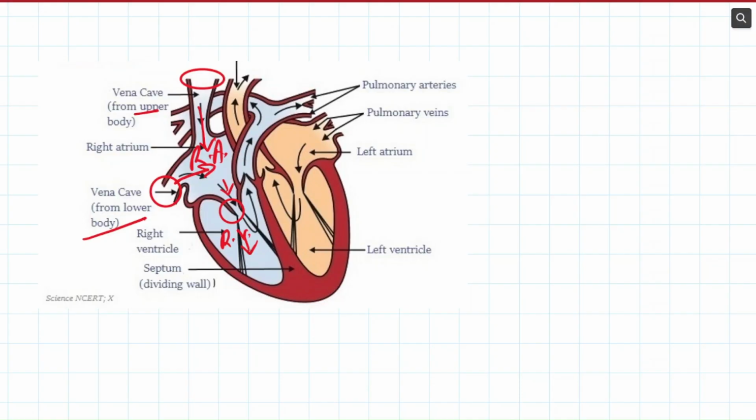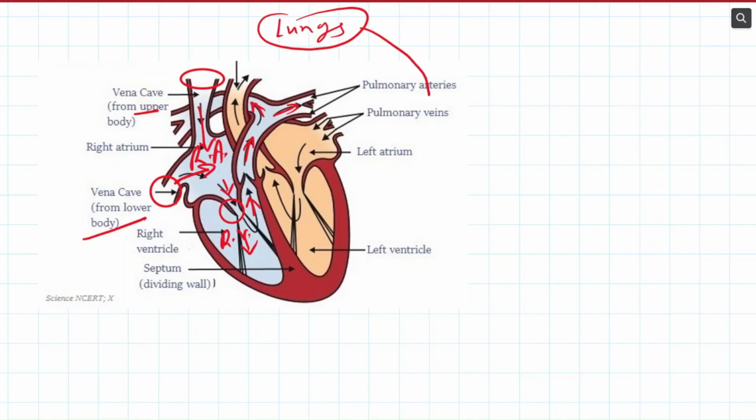Now from here, this deoxygenated blood will be carried by the pulmonary artery. This is the pulmonary artery, which carries blood to the lungs. This bifurcation is to show that the pulmonary artery will be distributing blood to the respective lungs, right and left lungs. Once this deoxygenated blood reaches the lungs, it is going to get oxygenated.